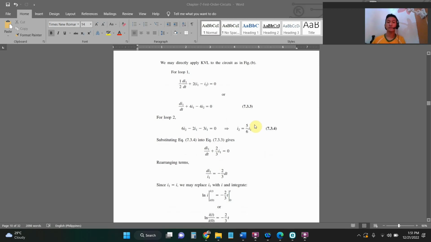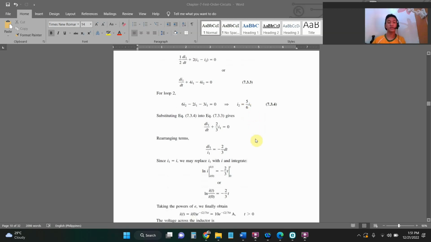So substituting equation 7.3.4 into equation 7.3.3 gives us di over dt plus 2/3 I sub 1 equals 0. By rearranging the terms, we have di over I equals negative 2/3 dt. Since I sub 1 is equal to I, we may replace I sub 1 with I and then integrate.